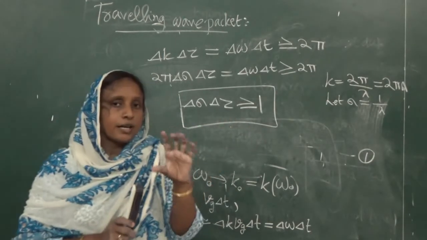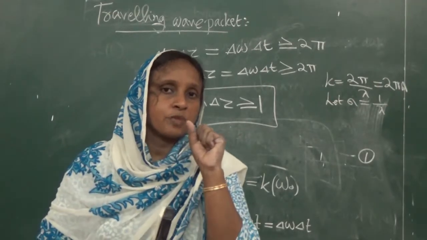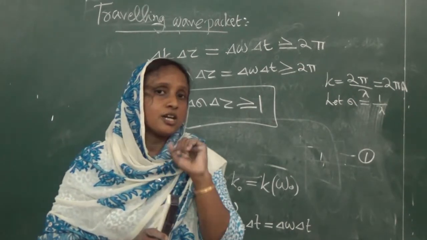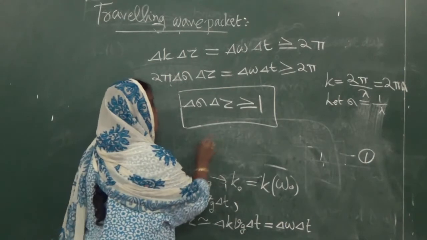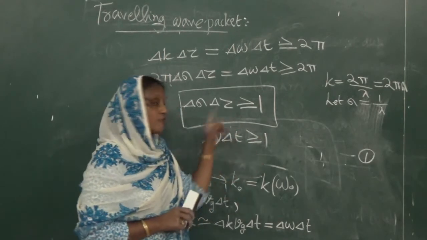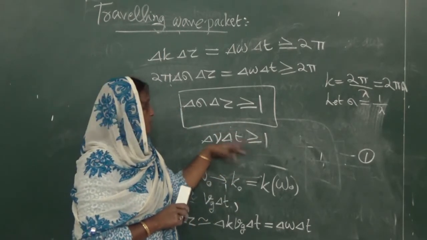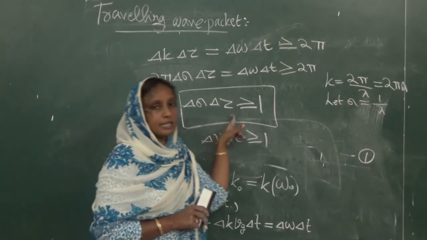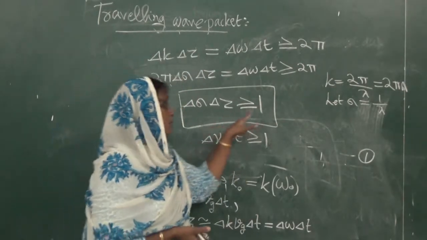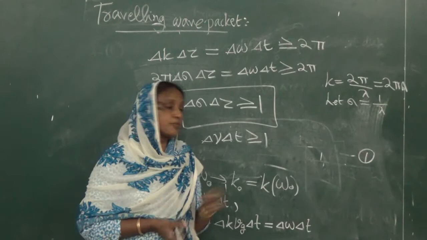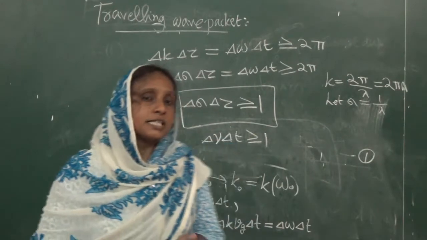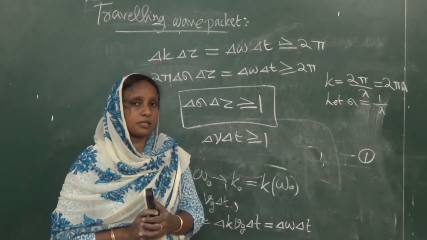In the case of simple harmonic oscillations, the superimposed state of simple harmonic oscillations or a pulse, we learned that delta nu delta t is greater than or equal to 1. In the case of a traveling wave, we can express this equation in this form: delta sigma delta z greater than or equal to 1. When this term is equal to 1, as we already said, all frequency components start with the same amplitude and the same phase.